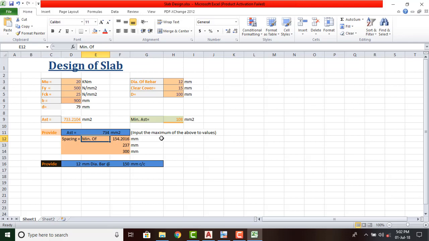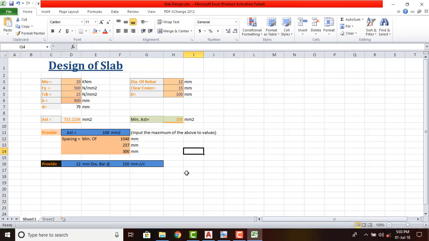That is, we have to select the minimum of these three values. So the minimum of these three values is 154.2 mm. So we will round it off, giving us 150 mm. So we have to provide 12 mm dia bar at 150 mm center to center. And if you take the area of steel as 108, that is the minimum area of steel which we have to provide in the opposite direction, that we can see when we look at the staircase detailing. So in that case, the spacing of the reinforcement will come to 237 as the minimum. So we will consider 200 mm center to center.